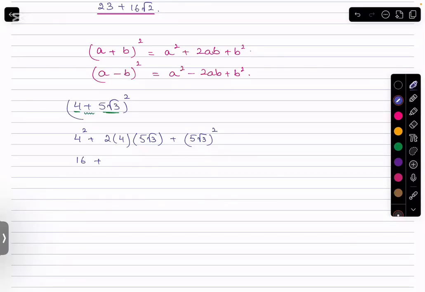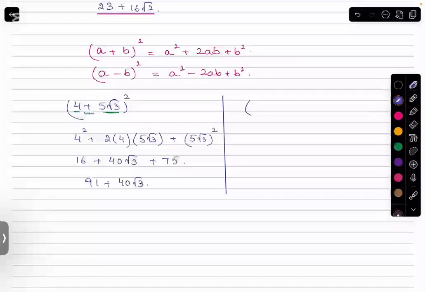40 root 3. 40 root 3, and then what about the next term? 25 root 3. No, 25 into 3, which is 75. 75, ठीक है, now what? We'll add 75 with 16, and we'll get 91 plus 40 root 3. So this is then going to be your answer. Any problem here? No. Acha.